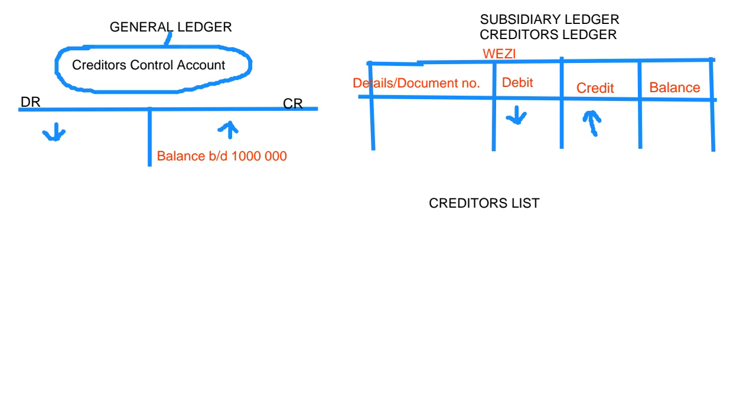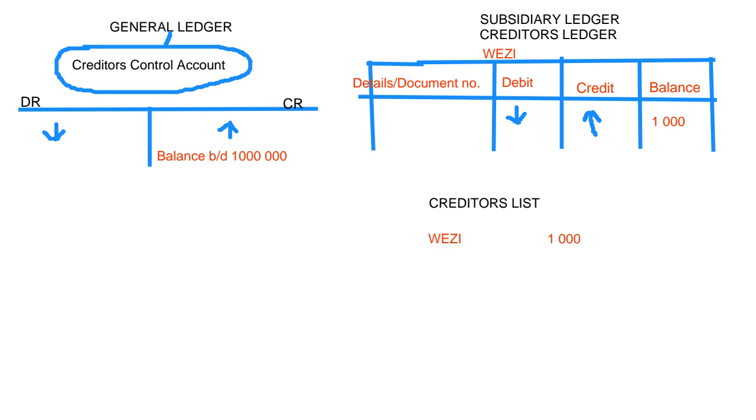Let's say the balance is 1,000. So it means at the end, I'm going to have a list under the creditors list. I'm going to have Wezi, for example, and then I'm just going to copy that balance as 1,000. So the creditors list is just copying all of them one by one and putting them as a list.